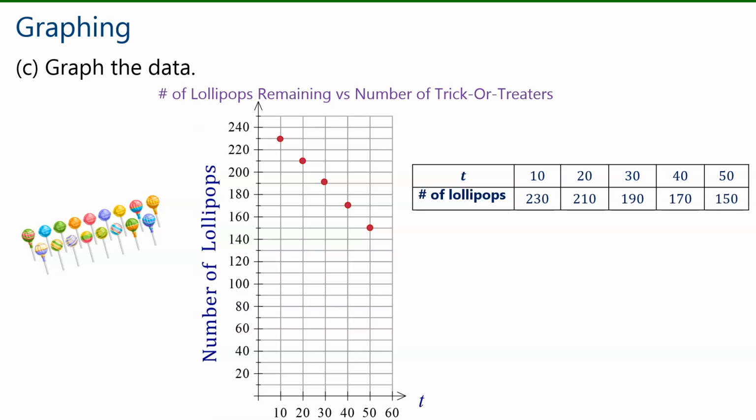Even though the points go down, whereas in the other graphs we had, all the points were leaning upwards to the right, these points are going down. That's because you're giving away lollipops and the number you have decreases each time, but it's still a linear relation.